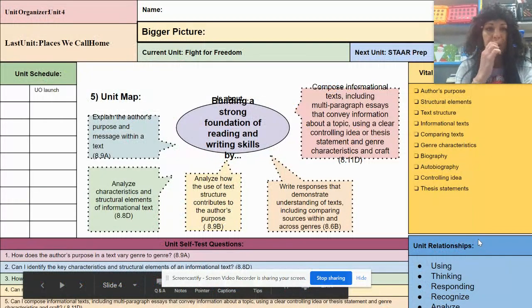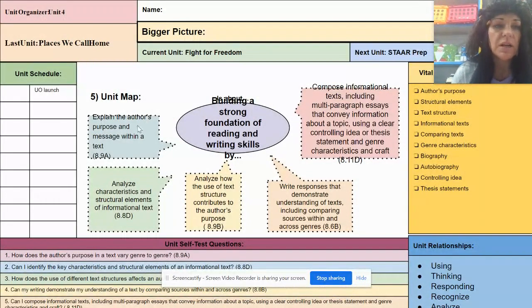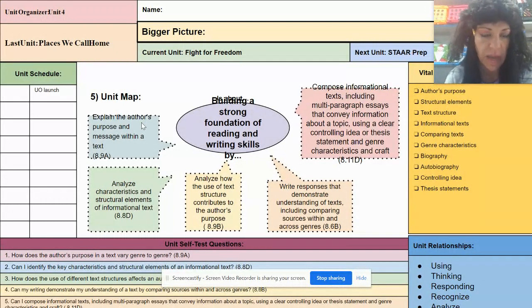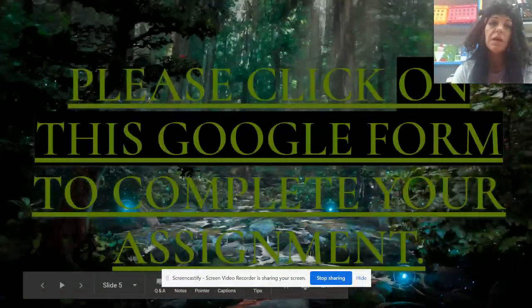Okay. Here we go. So again, we are still here with the fight for freedom. We are building strong foundations of reading and writing skills by explaining the author's purpose and message within a text. So we're totally doing that. And we're really looking at how the use of text structure contributes to the author's purpose. So how does Ann Petrie, the author of the biography of Harriet Tubman, contribute to the meaning, understanding, and enjoyment of reading versus Frederick Douglass's autobiography of his own life? We're going to get into that as well.